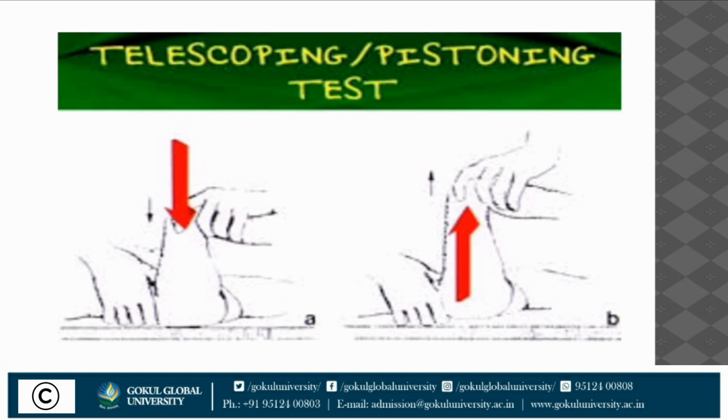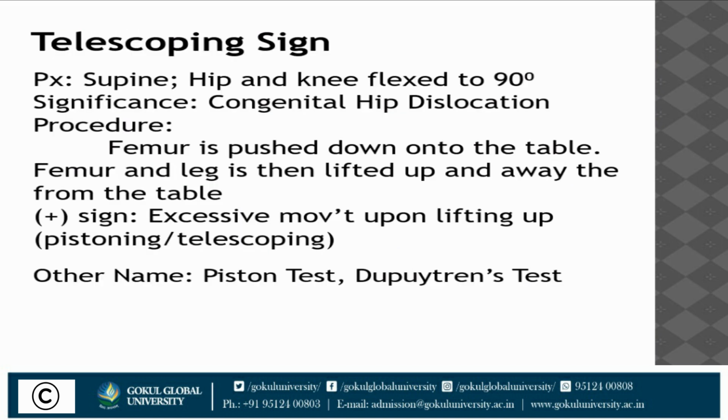Then femur and leg is lifted up away from the table, as we can see upward going red arrow in the second figure. So if there is excessive movement upon lifting up, that means that test is positive. Other name of telescoping sign is piston test or Dupuytren test.